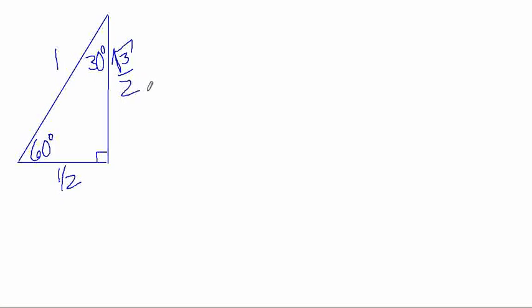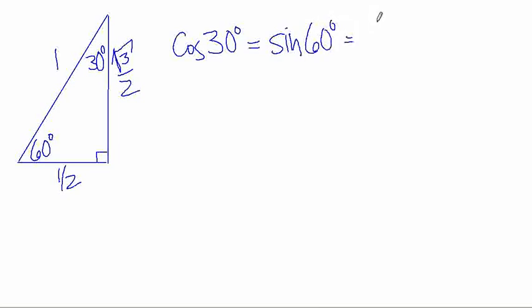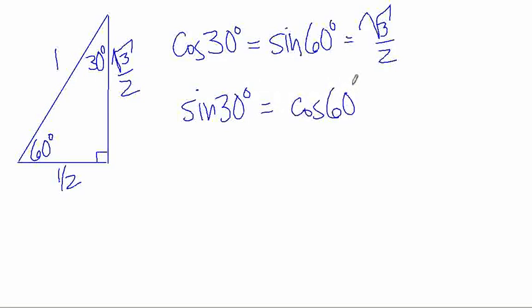So go ahead and work out, if you like, to convince yourself what the cosine of 30 is, and you'll see it's equal to the sine of 60. And you'll further see that both of those values are the square root of 3 over 2 on your calculator. Okay? Also, work out the sine of 30 degrees and the cosine of 60 degrees. You will see that they're both equal to 1/2.